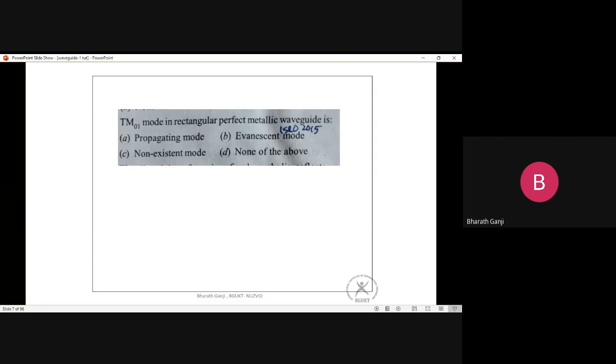So what is the answer for this? Evanescent modes. Non-existent. Non-existent. Very good. It is not even an evanescent mode.